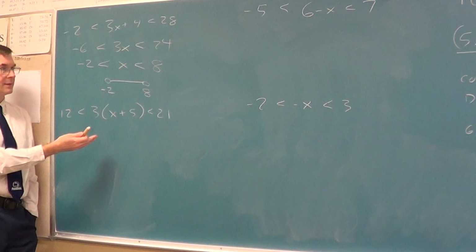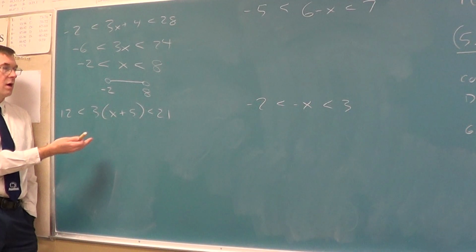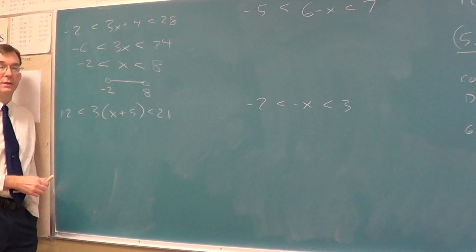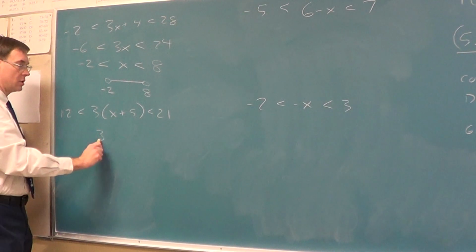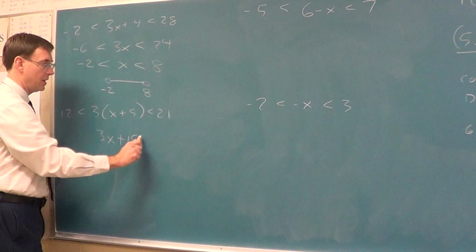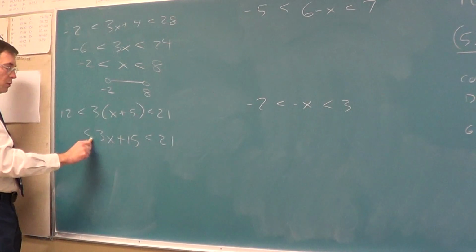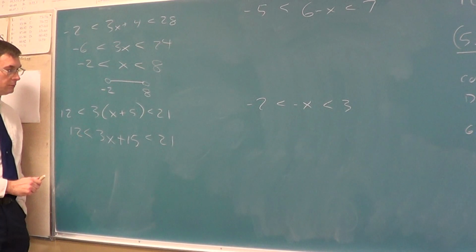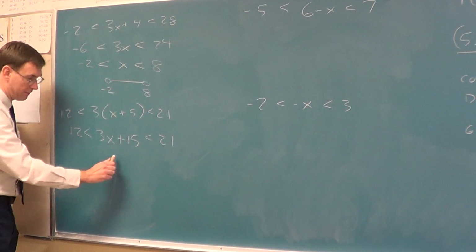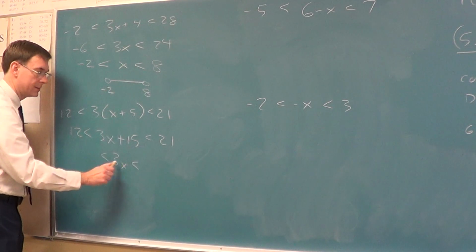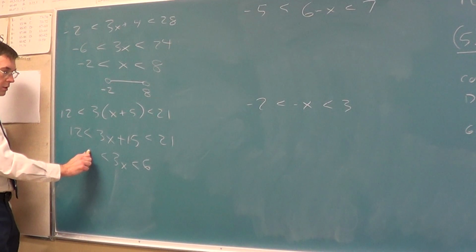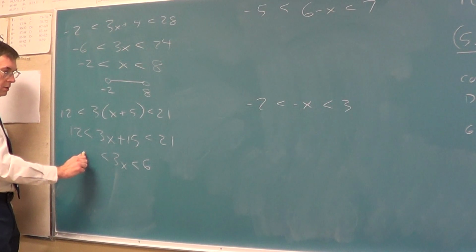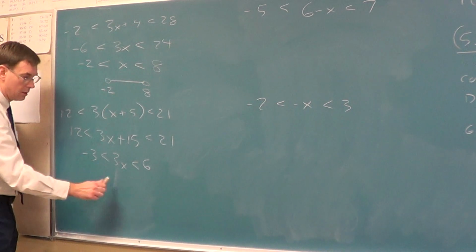2 options on this. Anybody have a first thought? There's 2 perfectly correct thoughts. Distribute. Distribute would be fine. So 3x plus 15 goes with this stuff. Subtract 15, so 3x weights. 6. Negative 3. Negative 3.